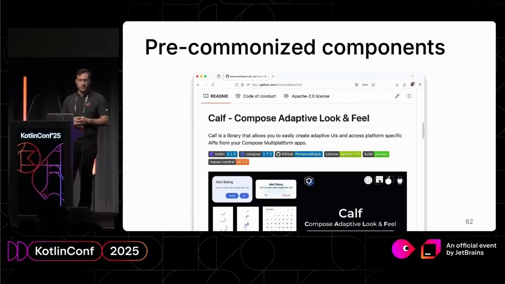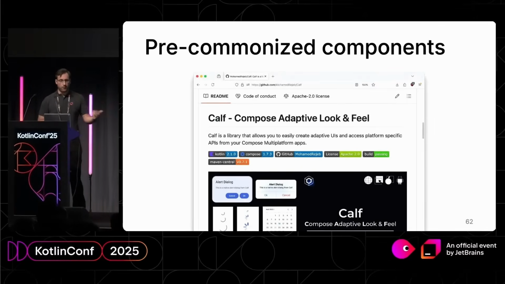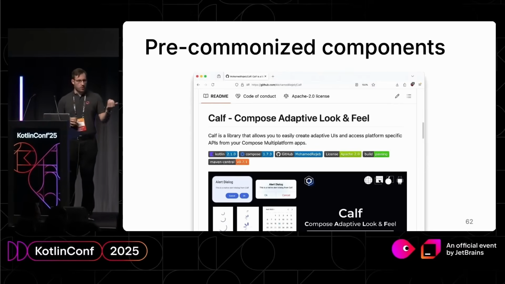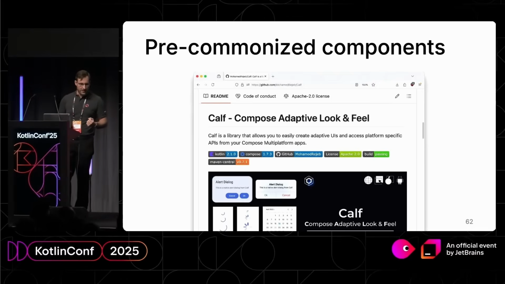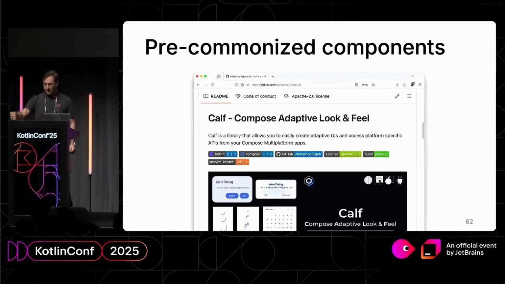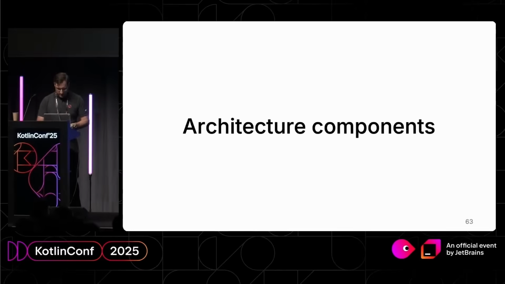And of course, a lot of components also come pre-commonized. You can pull in libraries like, for example, CAF, Compose Adaptive Look and Feel, that allows you to just call functions like we did with VideoPlayer. Here you could, for example, do an alert dialog. And on Android, that one would show up as Material 3. On iOS, that one would show up as a native iOS dialog. Things like date pickers, all those slightly more complex parts.